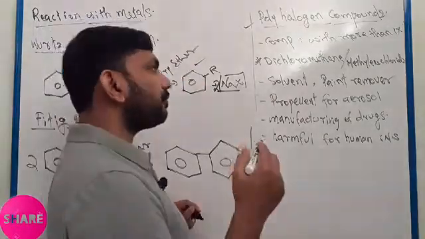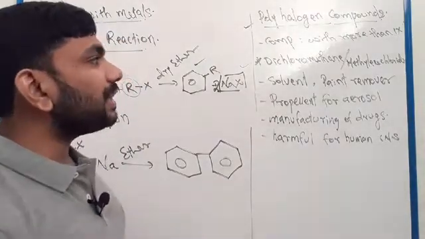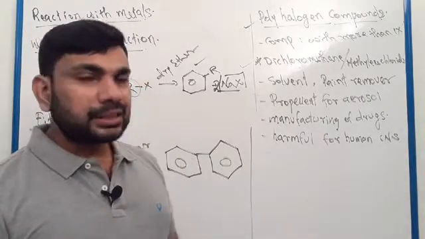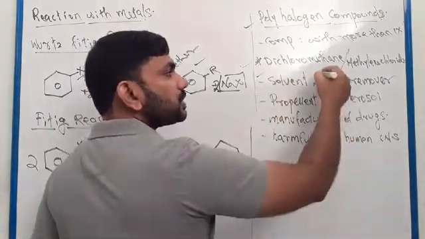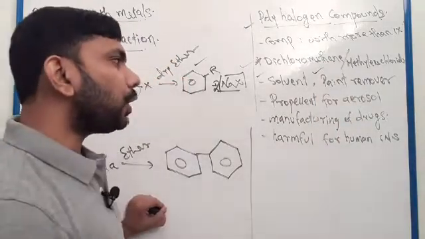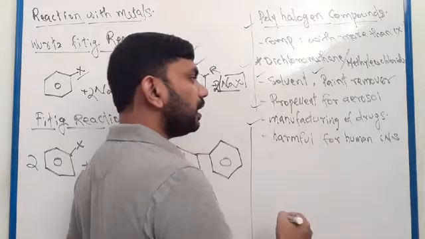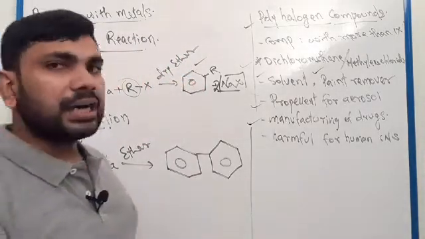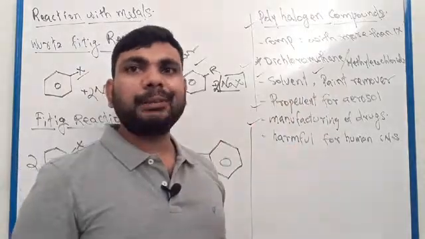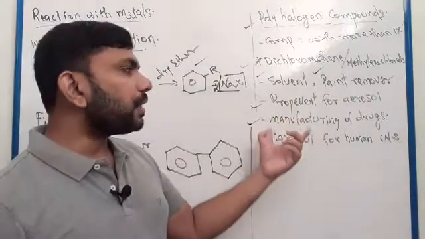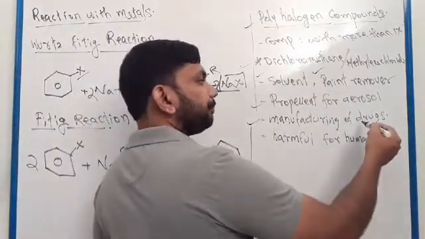Here we have to discuss the first compound, dichloromethane, also called methylene chloride. Important uses of dichloromethane: it is used as a solvent, it is used as a paint remover, also it is used as a propellant for aerosols, and in the manufacturing of dyes and drugs.